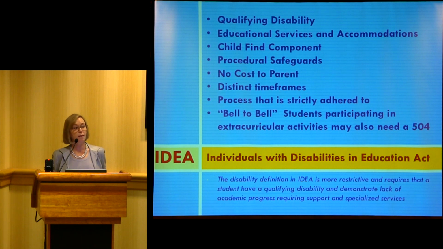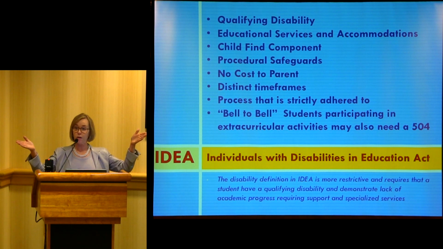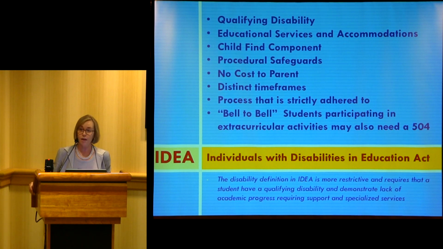And remember, this is educational. So we can consider the IEP bell to bell, from the start of the school day to the end of the school day. Well, what if your child goes on a field trip? An educational field trip, they will still have their accommodations for the IEP. If, however, they have extracurricular activities, that's where the 504 comes into play, okay?